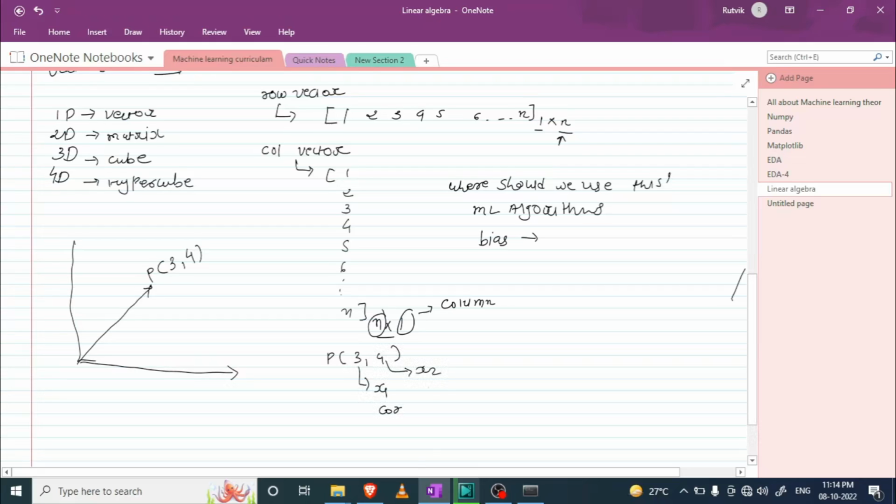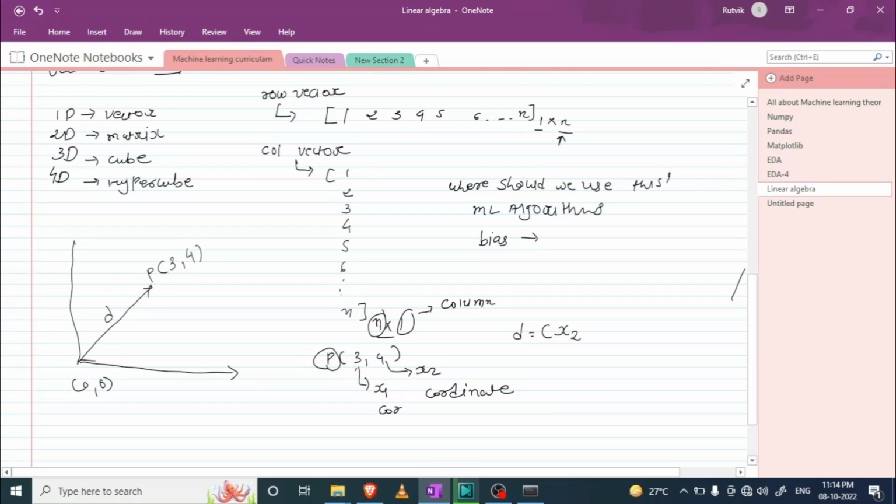Now I want to calculate the distance between the origin and this data point. I want to calculate d. So how can I do this? To calculate d, I'm going to calculate like this. x2 means it is the y coordinate. Here I'm representing p. You see that the first element is considered as the x1 coordinate, whereas the second element is considered as the x2 coordinate.